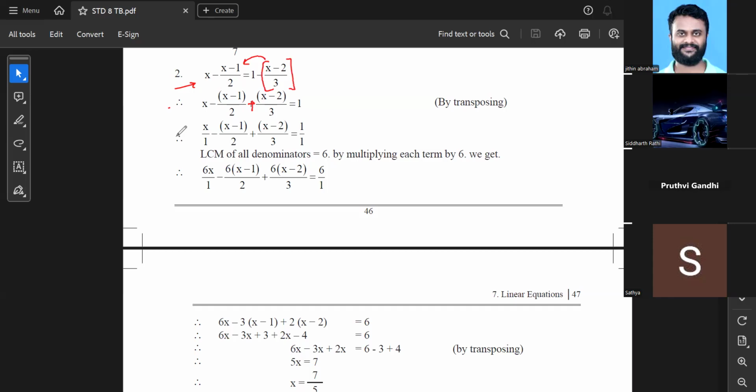Now the next step is what? I'm going to take LCM so that everyone will have a common denominator. Right now they have different denominators. So after taking LCM, what will I have? I'll have common denominators for them.